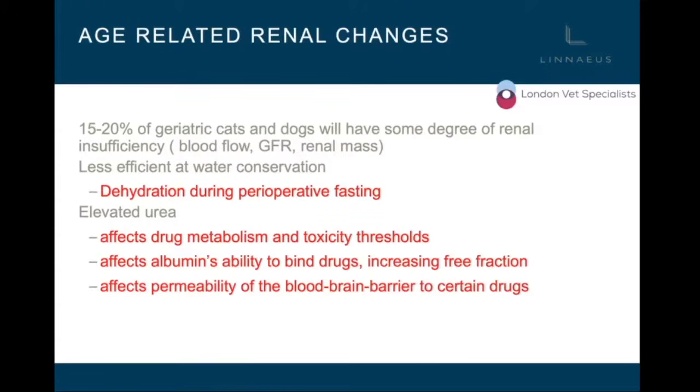Elevated urea also affects albumin's ability to bind drugs, which may cause a more exaggerated response in that animal compared to the same dose in a normal animal. And again, we may see a more pronounced effect because elevated urea may increase the permeability of the blood-brain barrier, so drugs are moving more easily from the circulation into the central nervous system.